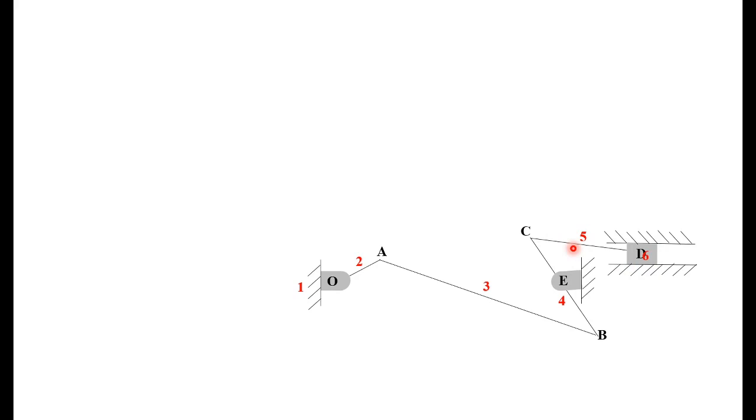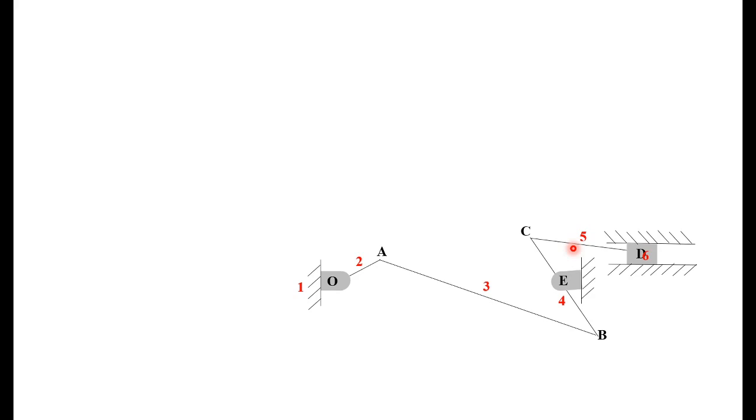Now we'll see how to locate the instantaneous centers. First you determine how many instantaneous centers there are for a 6-link mechanism. The equation is N equal to n into n minus 1 by 2. When you apply it to a 6-link mechanism, we get 6 into 5 by 2, which is 15. So we have a total of 15 instantaneous centers. We will try to locate all the 15 centers, then you will understand how to locate them.